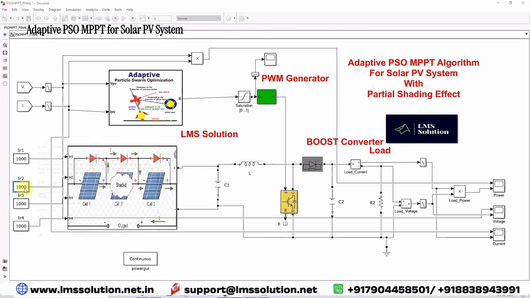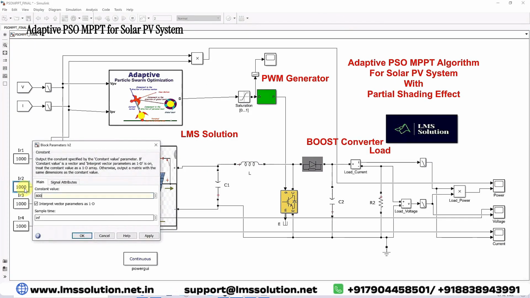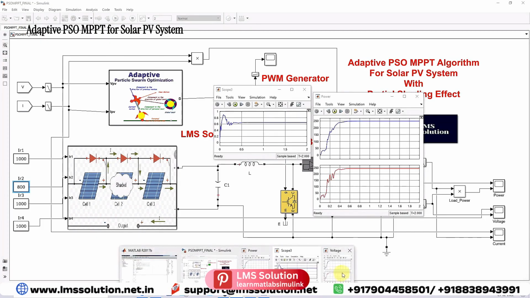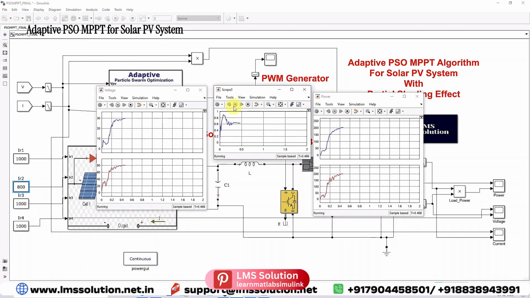For example, I'm going to change the irradiation of the second panel to 800. We will check the results of the adaptive PSO MPPT. Here you can see that now also we are getting the maximum power. This is the duty cycle generated from the adaptive PSO MPPT. Here you can see that we are getting around 205 watts from the PV panel. This is the PV voltage, and this is the load voltage. This is the duty cycle from the adaptive PSO MPPT. This is PV power, and this is load power.